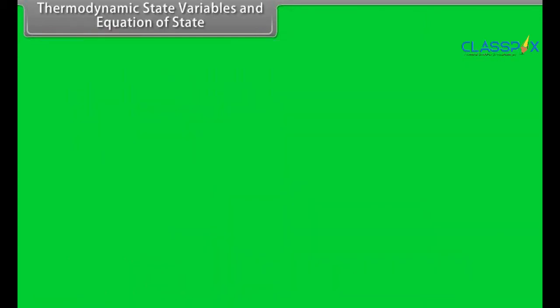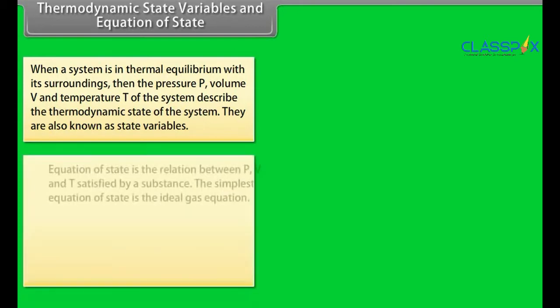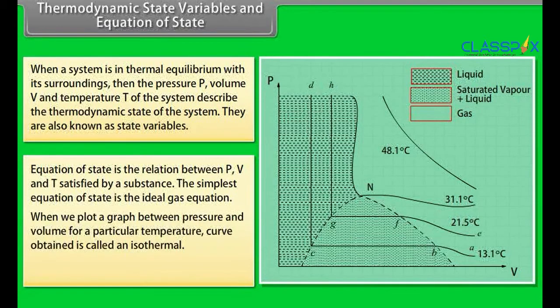Thermodynamic state variable and equation of state. When a system is in thermal equilibrium with its surroundings, then the pressure P, volume V and temperature T of the system describe the thermodynamic state of the system. They are also known as state variables. Equation of state is the relation between P, V and T satisfied by a substance. The simplest equation of state is the ideal gas equation. When we plot a graph between pressure and volume for a particular temperature, the curve obtained is called an isothermal. Plot of different isothermals for CO2 is given in this graph.